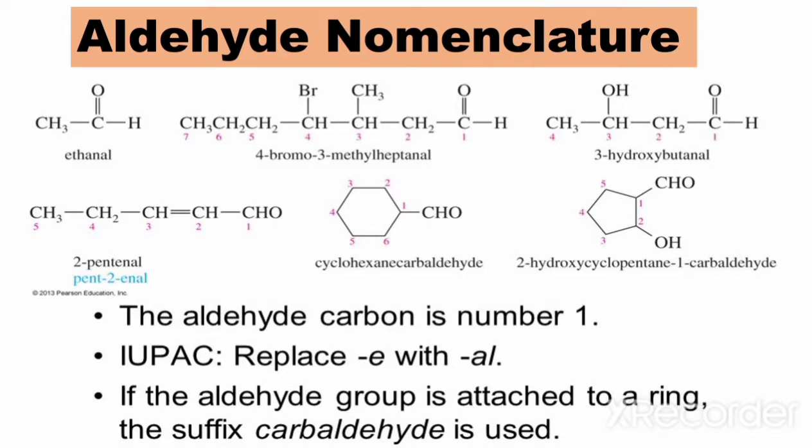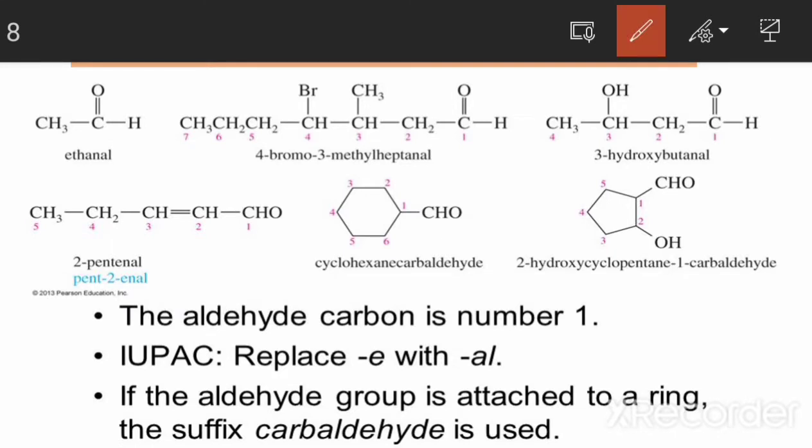So there are some rules that have to be followed for the naming of aldehyde. The first rule is the aldehyde carbon is number one. So when there is the aldehyde group attached on a chain or on a ring, that carbon will be given the number one. As you can see in the first compound, this is the aldehyde group, and this carbon will be numbered as first carbon, or the chain numbering starts with this carbon. So this will be named as ethanol.